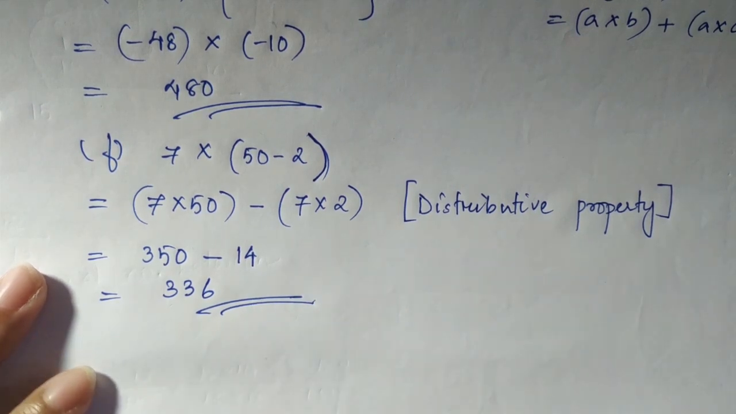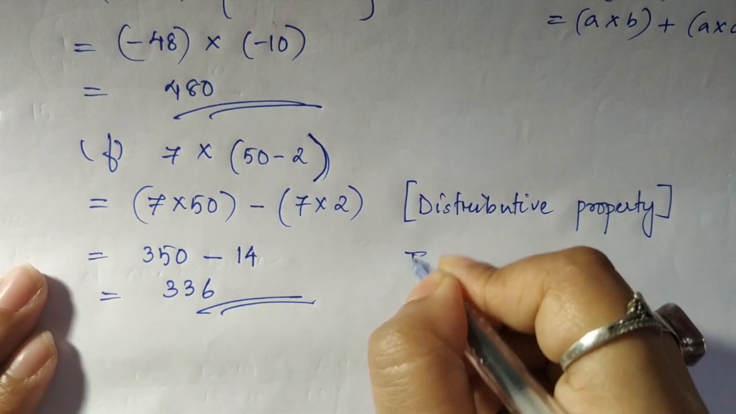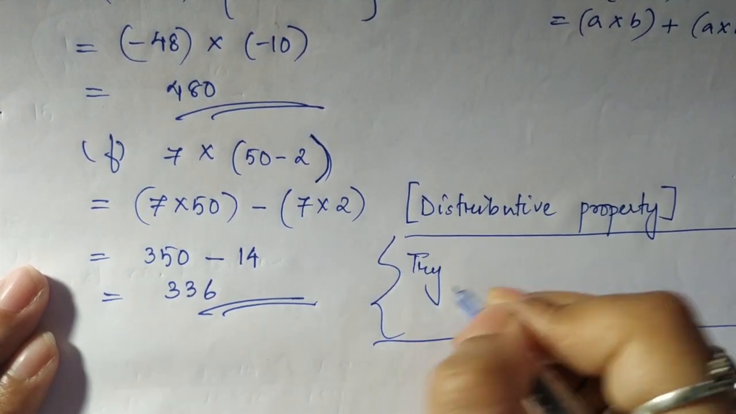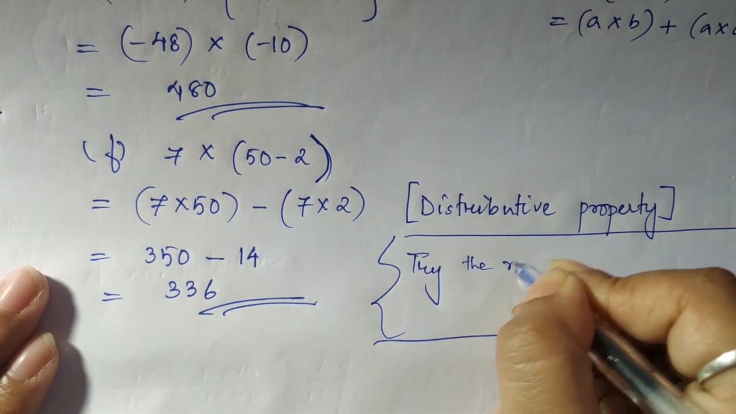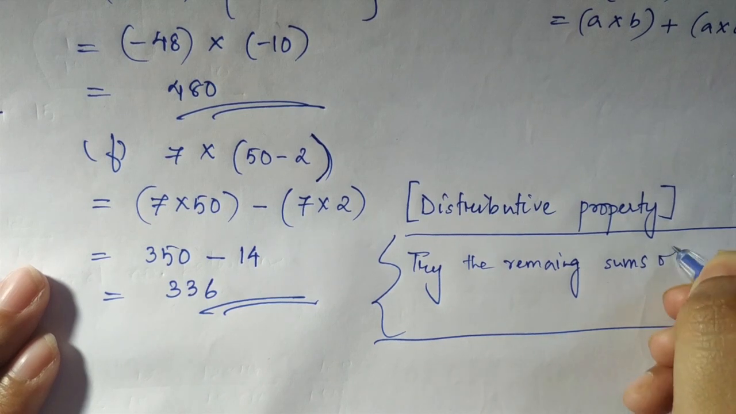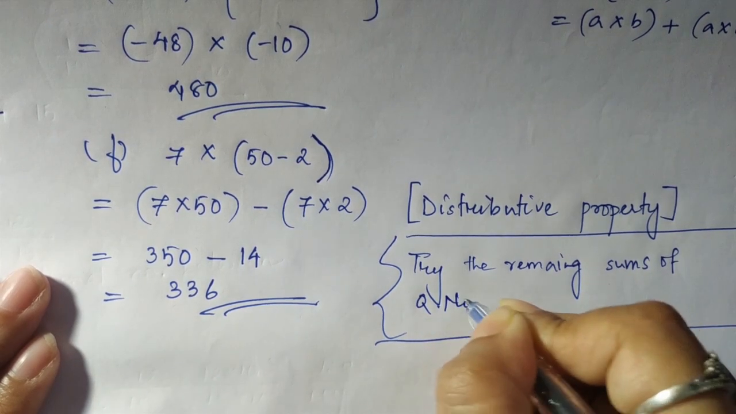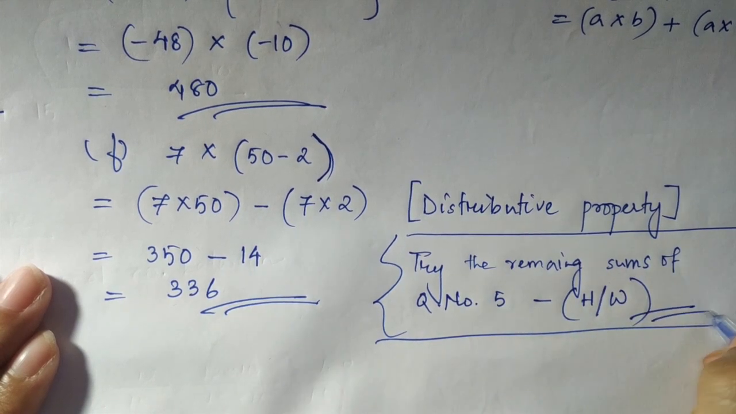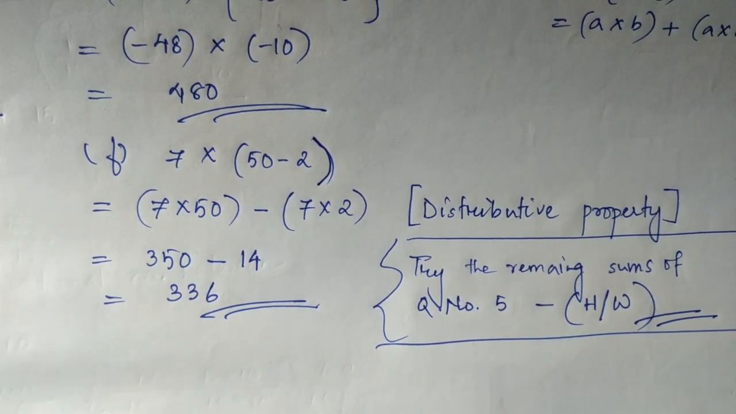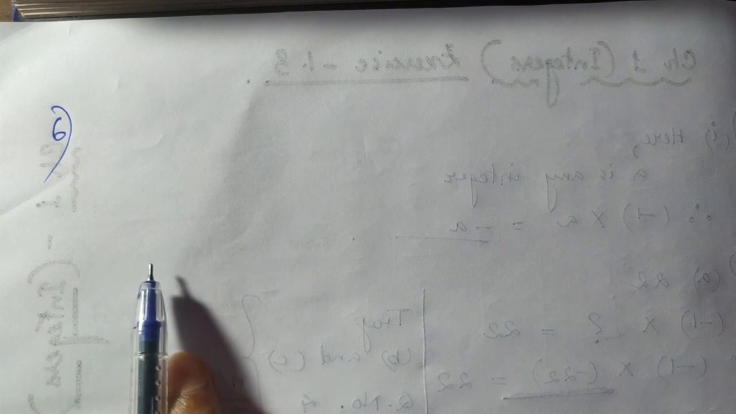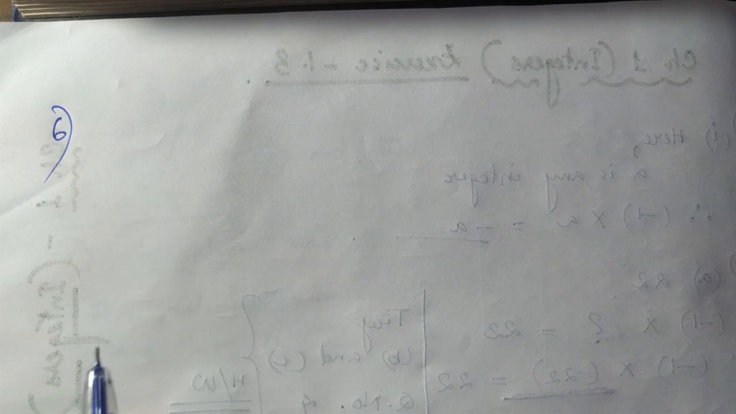Now you have to try this. This is your homework part. Try the remaining sums of question number 5. If you cannot do any one, I'll obviously help you, but you have to try doing it. Please go back to the properties as and when required.